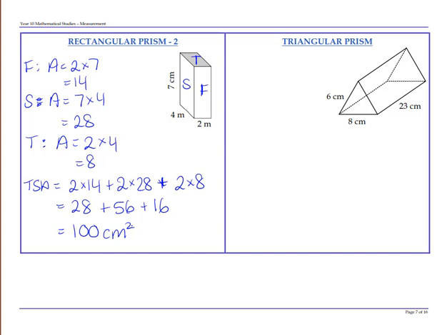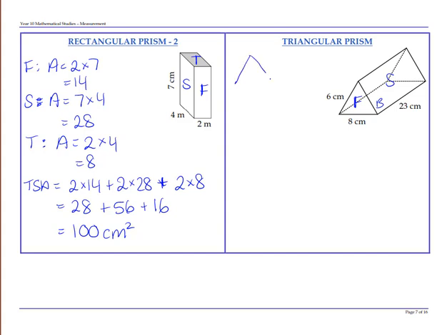Okay, when we're looking at the triangular prism here, I need to know the height of my triangle. So that front and back, and I'll put an F on there. We've got a front and back, and then we're going to have a bottom, which will be the 8 times 23, and then we're going to have a side, which will be the 23 times 6.